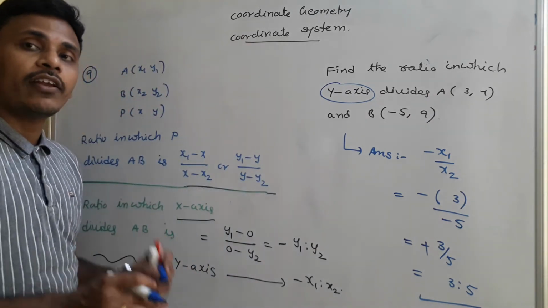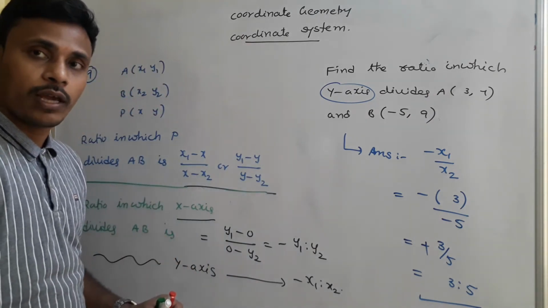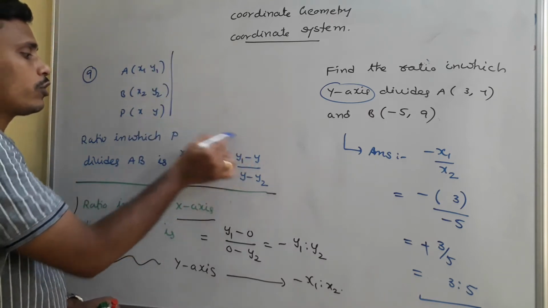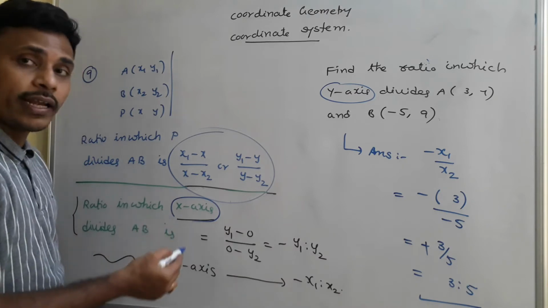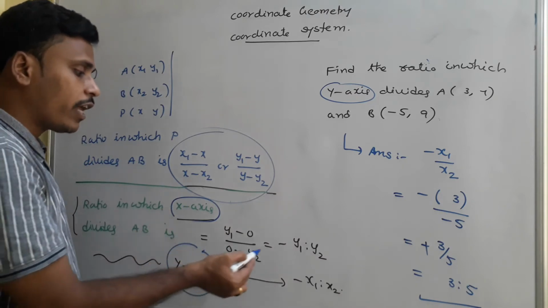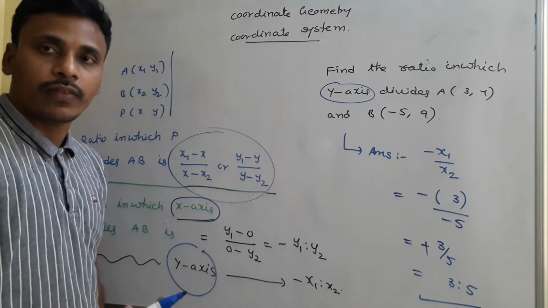Okay, so finding the ratio is very simple. If you know 3 points, use the section formula. If you know that the dividing point is on the x-axis or on the y-axis, then you may use any one of these two formulas. That's it. Have a look.